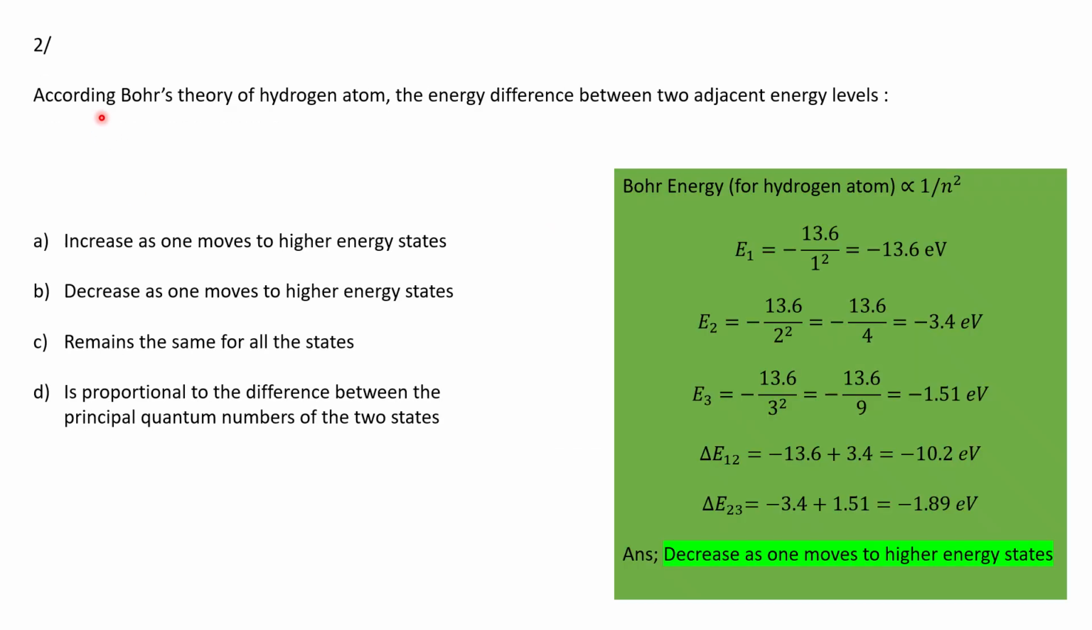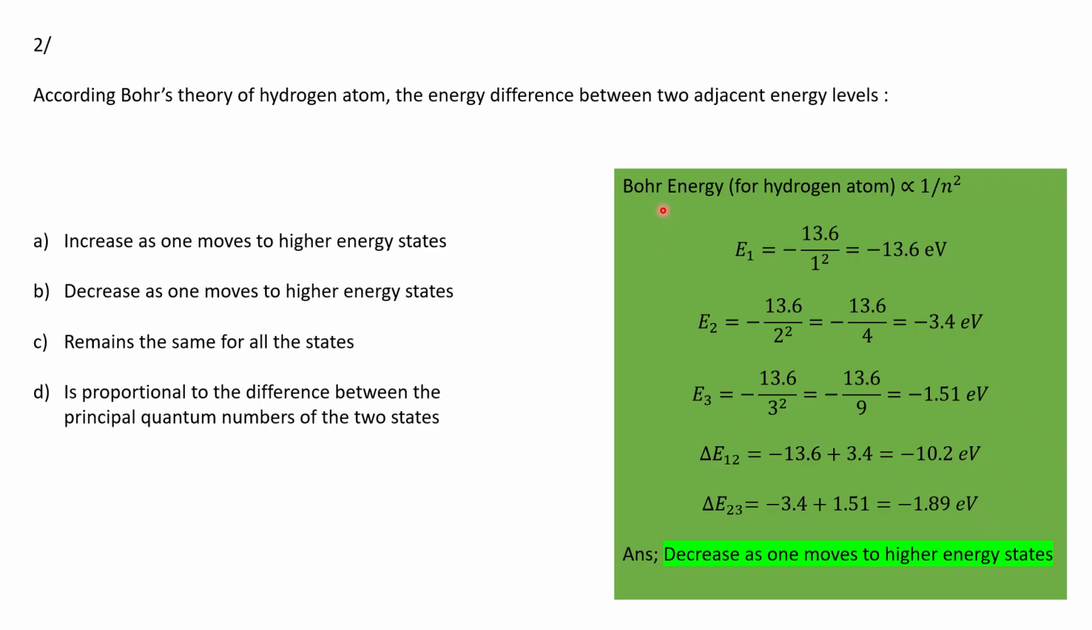Then, according to Bohr's theory of the hydrogen atom, the energy difference between two adjacent energy levels, and the options are: increases as one moves to higher energy states, decreases as one moves to higher energy states, remains the same for all the states, and is proportional to the difference between the principal quantum numbers of the two states. So let's begin the solution.